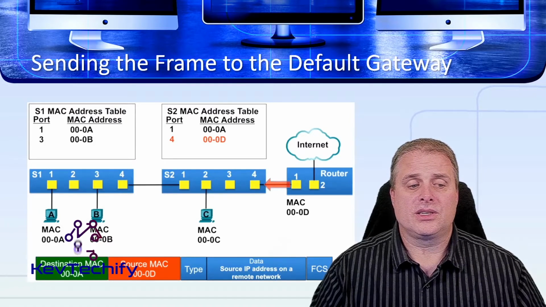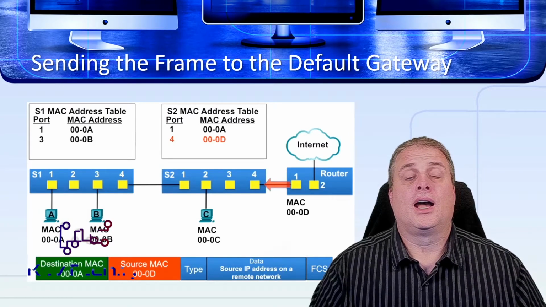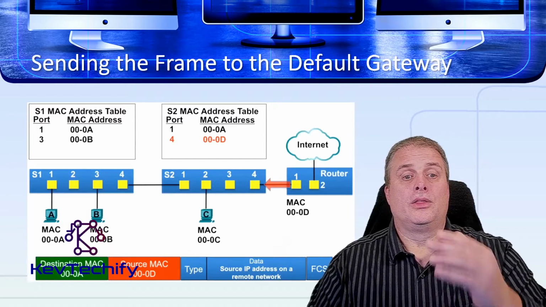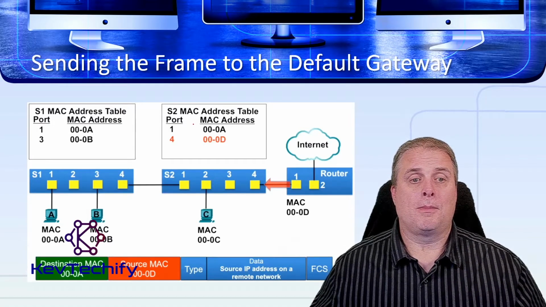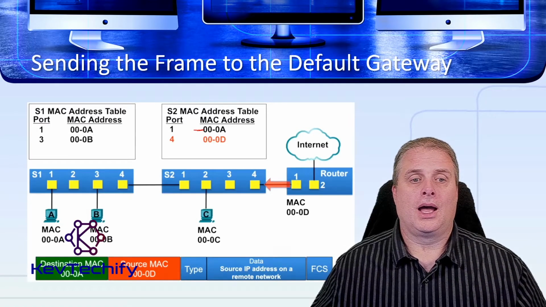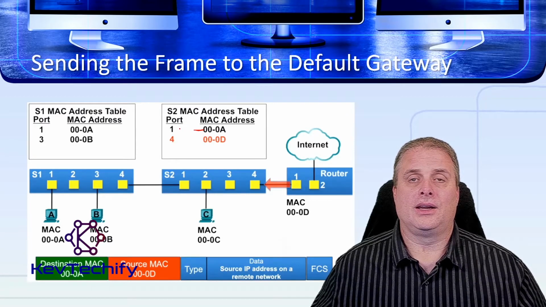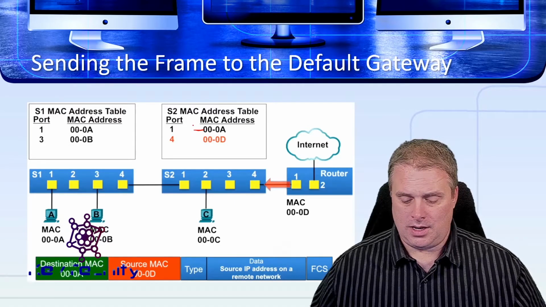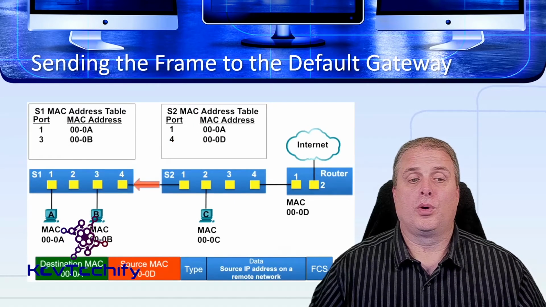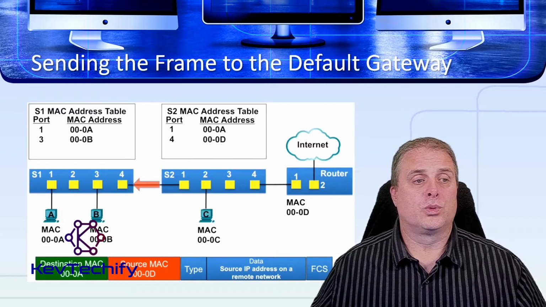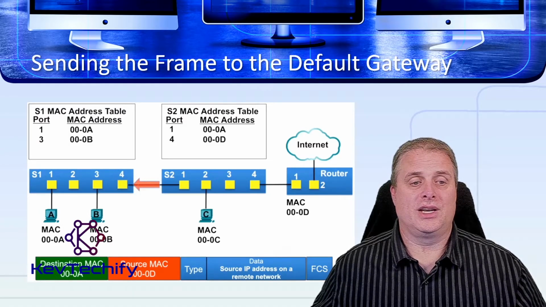After we make that entry into the table, we now look at the destination MAC address. Destination MAC address of the frame is 00A. I look at my MAC address table. There it is. It is in my MAC address table. I know that MAC address 00A, I have to send that frame out of port 1. I go ahead, I send that frame out of port 1, and then switch 1 port 4 receives it in.